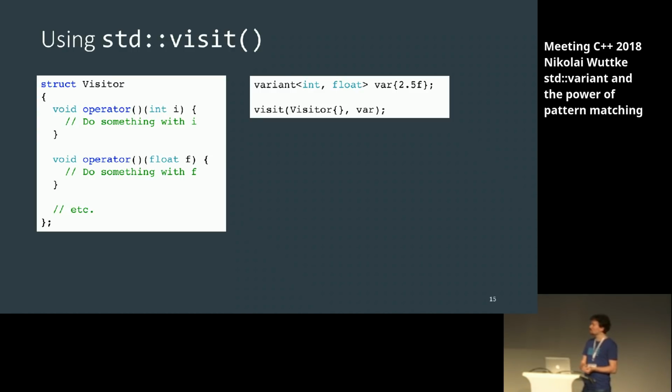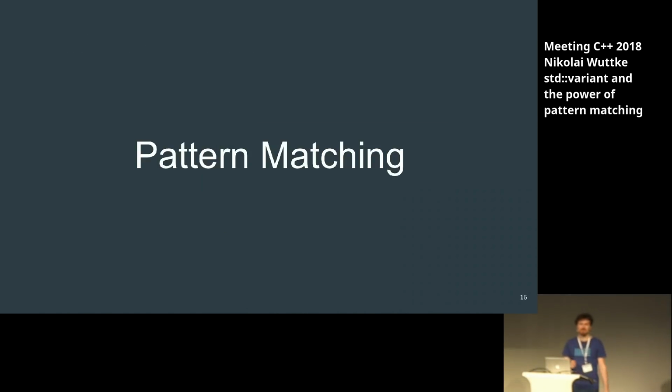The problem with this is that it's kind of clunky. You have to write this separate visitor class, and as soon as you want to refer to anything that's in the scope of where you're doing this call, you have to have members in this class and pass it in on construction and all this kind of stuff. So yeah, that's quite clunky and not so nice. So let's see if pattern matching can help us with this.